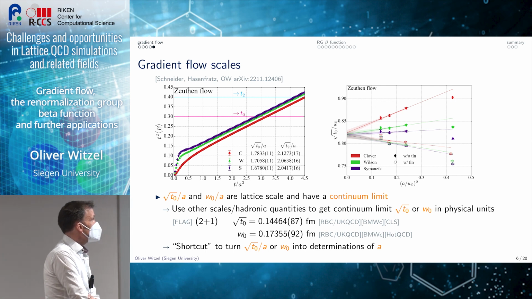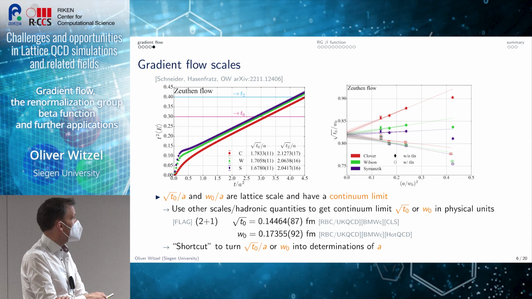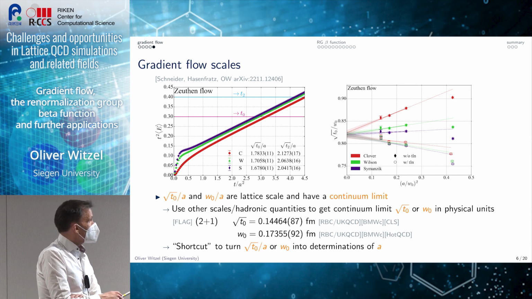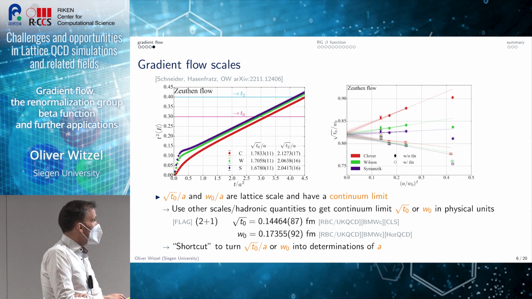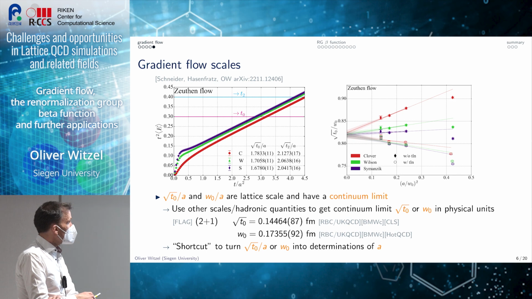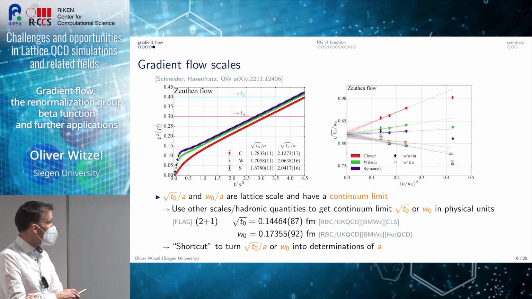Now, this is one of the standard plots where you see on the left the t squared E as a function of the flow time. And in this case, you see that we use the Zeuthen flow for the three different operator choices, C for clover, W for the Wilson plaquette, and S for the Symanzik operator. And what you are after are these linear ranges where you then find somewhere in the range of 0.3 the value of t naught.